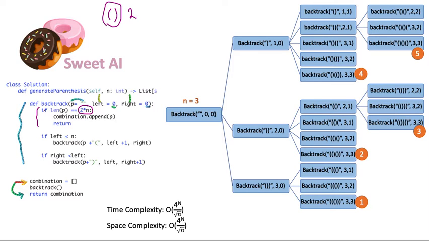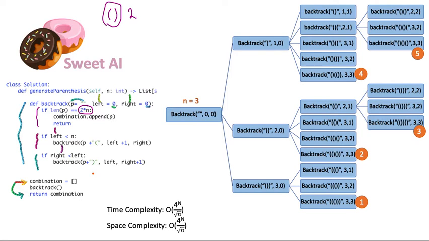So if the length of the string is equal to 2 multiplied by n, it means we have made a combination of well-formed parentheses, which we can add to the array and return, and this is where we return from the backtracking function. And we have 2 conditions here. The first condition is for the open parentheses, and the second condition is for the close parentheses.